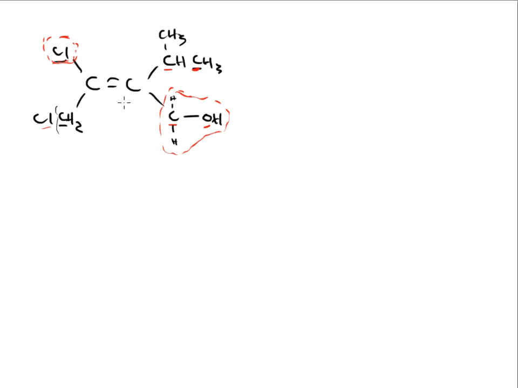One at a time. Baby steps. So the chlorine's on top. The CH2OH group is on the bottom. They are on opposite sides. And because they're on opposite sides, they're not on the same side. So that means that this is the E notation.